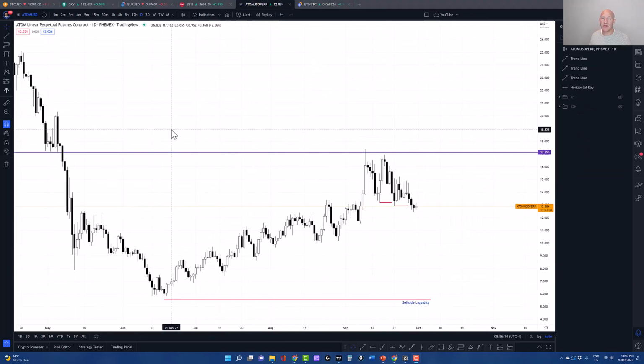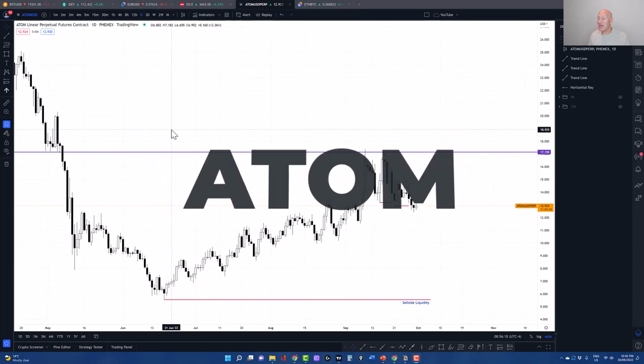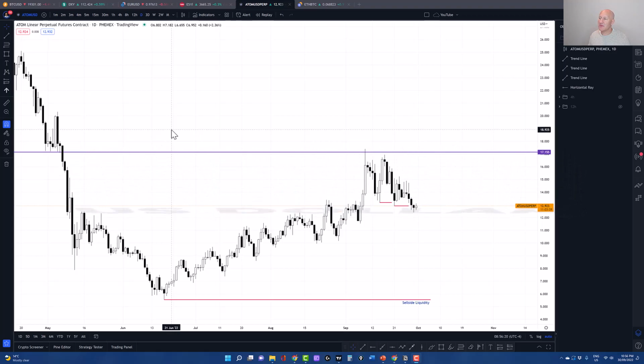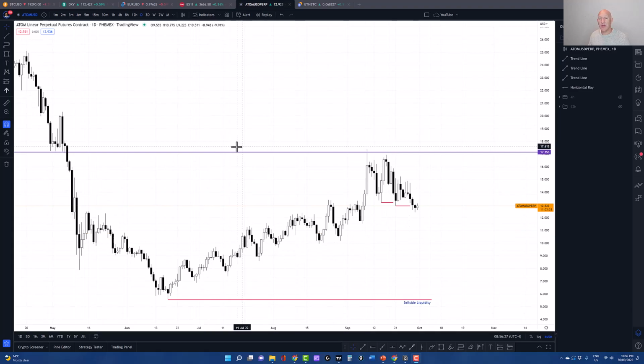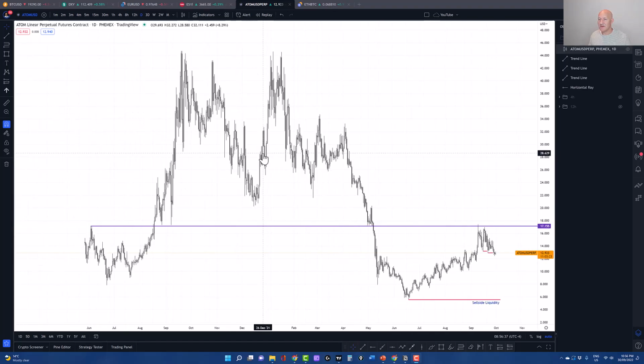Now the last setup we're going to look at in today's video is on Atom. I'm looking at the daily chart on Atom at the moment, and it's a little bit different to the setup in Ethereum because we don't have that sort of clear liquidity grab at buy side liquidity like we did in Ethereum. But the thing that we do have is this level that Atom has just respected a lot over the course of its trading.